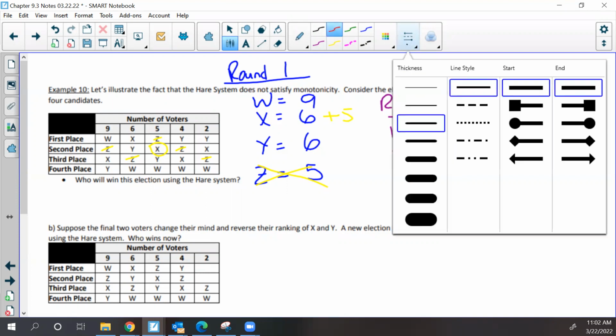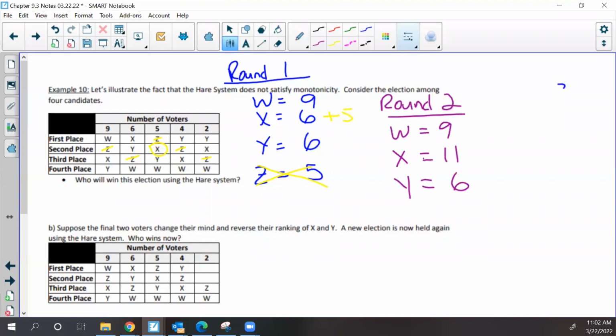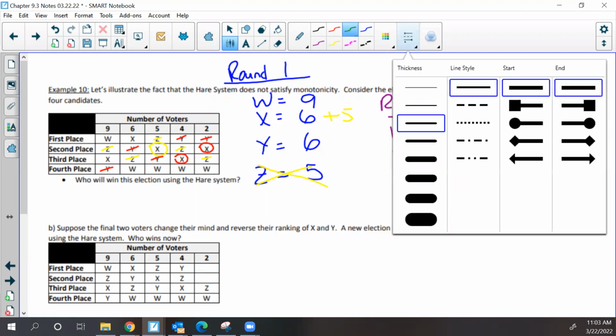So again, you scratch off the candidate that has the least votes, and in this case it's candidate Y. So candidate Y is gone, and you go through the preference table and candidate Y goes bye-bye. Candidate Y had 6 votes, so the 4 votes and 2 votes go to the next candidate in line. In this case, it's X in both scenarios. So X gets 4 more votes plus 2 more votes. And then we go to the next round.